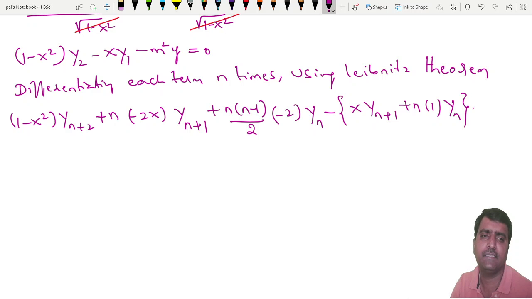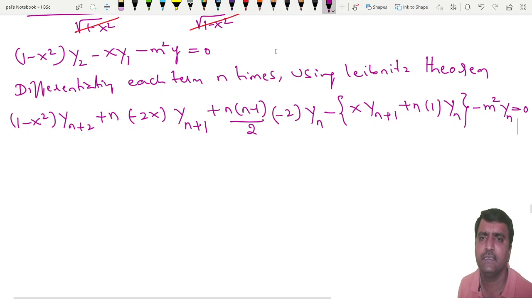Last term is minus m squared. m square is a constant. The nth differentiation of y is yn. This is equal to 0. So now simplifying this, you can cancel some of the terms like 2 and 2 cancels, and you can take yn plus 1 as a common factor, and you write the terms in increasing order.